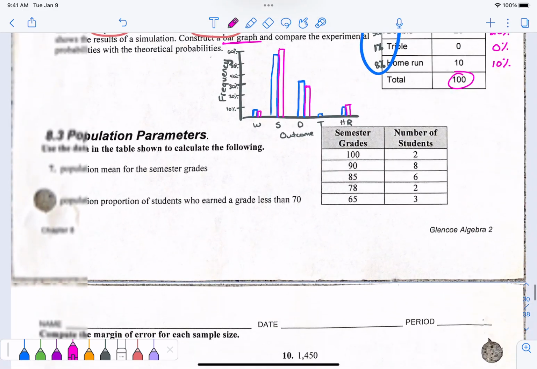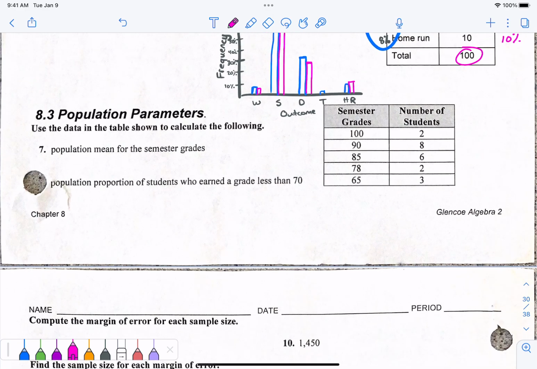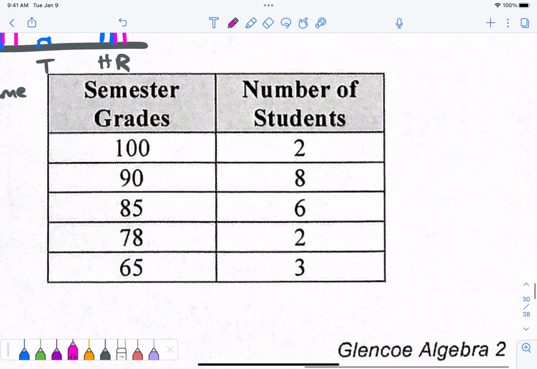Next, last one, kind of, right? Are we stopping after this one? 8-3. Here we go. This is a weighted average. Weighted average. The number of students and then the grades per semester. Okay. Number of students, grades per semester. Here we go.